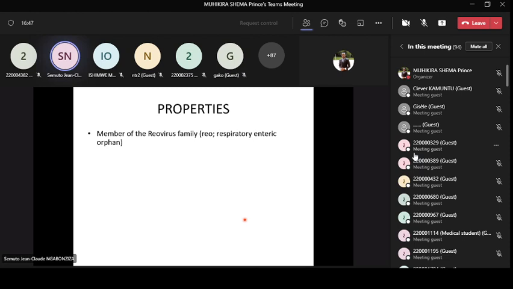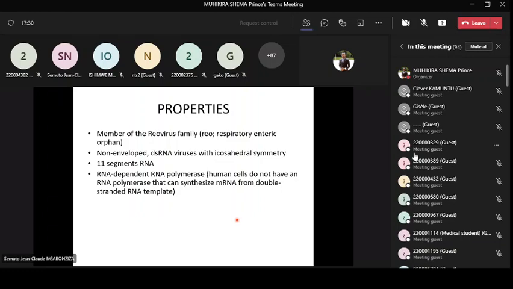It belongs to the reovirus family. Reo stands for respiratory enteric orphan virus, and it is non-enveloped. It is a gastrointestinal virus. Non-enveloped, because otherwise, given ingestion or the way they infect, it is hard for an enveloped virus to pass through. So non-enveloped, double stranded, and we have seen that it is segmented, with 11 segments. It has RNA dependent RNA polymerase, and we always go with this enzyme. So it is a negative polarity virus that needs this enzyme in replication.